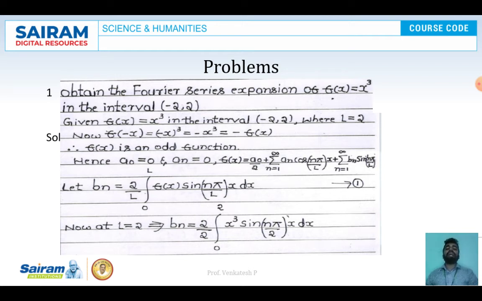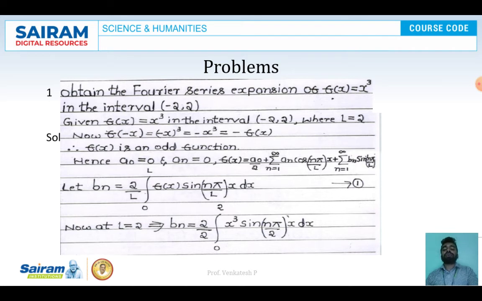Before that, take the formula f of x. So f of x is equal to a naught by 2 plus summation n from 1 to infinity an cos n pi by L x plus summation n from 1 to infinity bn sin n pi by L x. Call this one as equation number 1. Now I am going to find the value of bn.